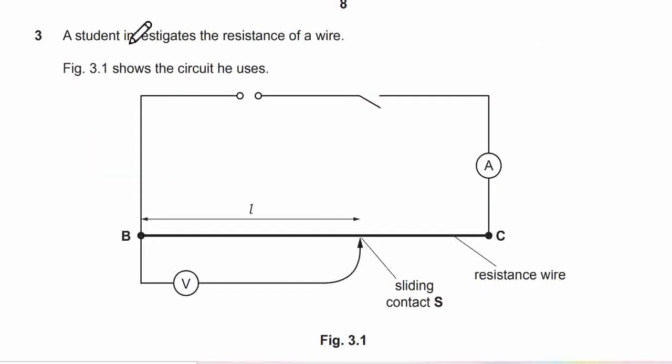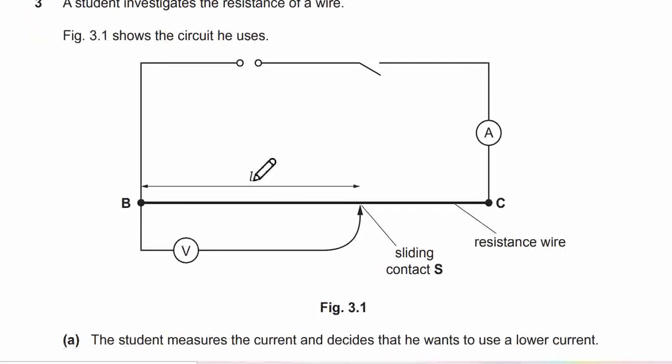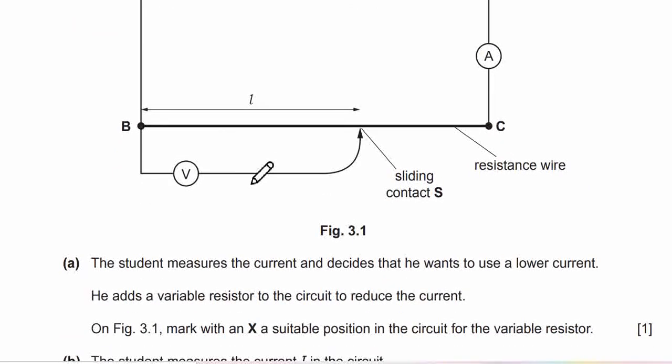Next, question 3. A student investigates the resistance of a wire. Figure 3.1 shows the circuit he uses: sliding contact, resistance wire, voltmeter, ammeter, B, C, and this is the switch and power supply here. The student measures the current and decides that he wants to use a lower current. So he adds a variable resistor to the circuit to reduce the current. On figure 3.1, mark an X at a suitable position in the circuit for a variable resistor.